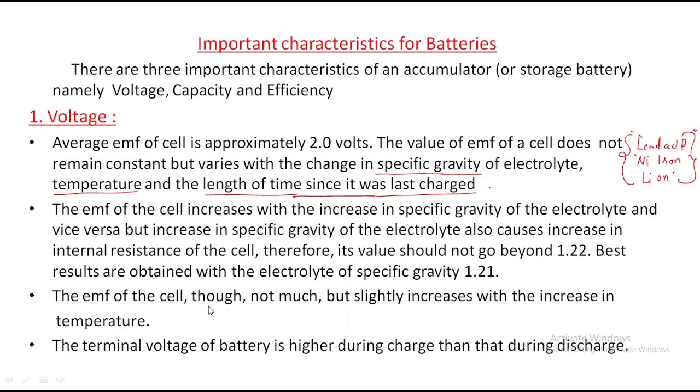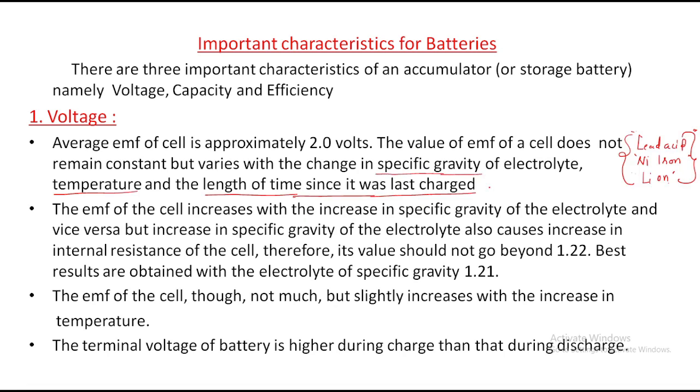The EMF of the cell, though not much, slightly increases with the increase in temperature. Generally, when we increase the temperature, the EMF of the cell is not increased much but slightly increases. The terminal voltage of a battery is higher during charging than during discharging. When it is charging, the terminal voltage increases. Why? The current is entering into the battery, which creates a potential difference compared with the discharge.